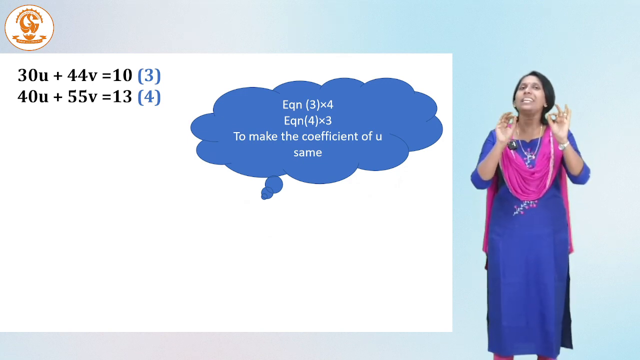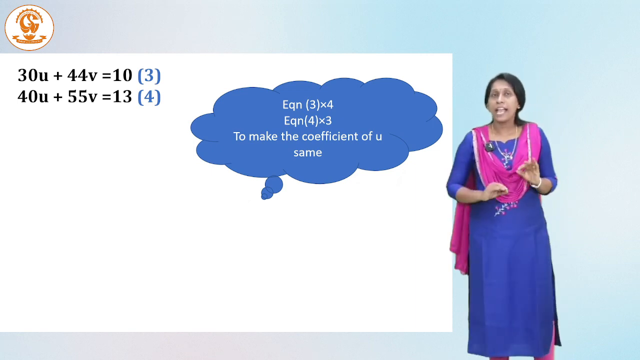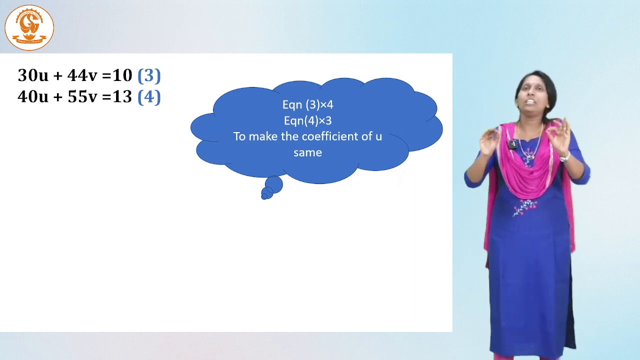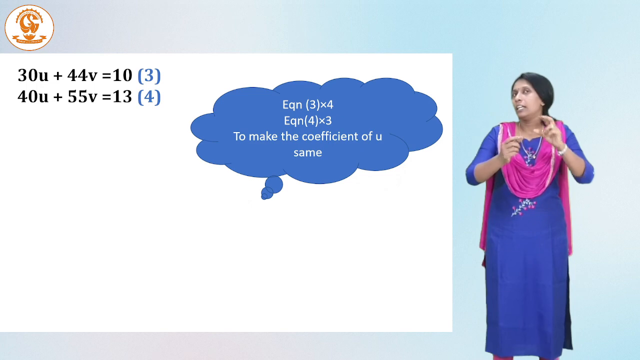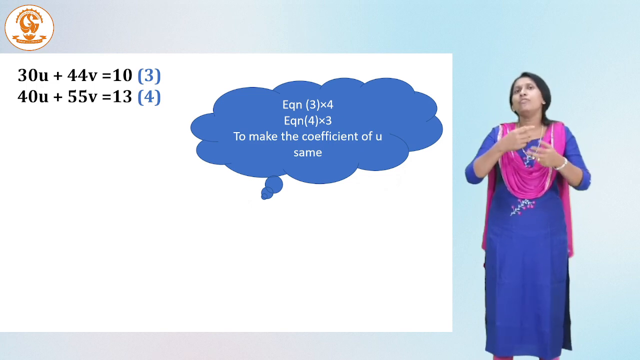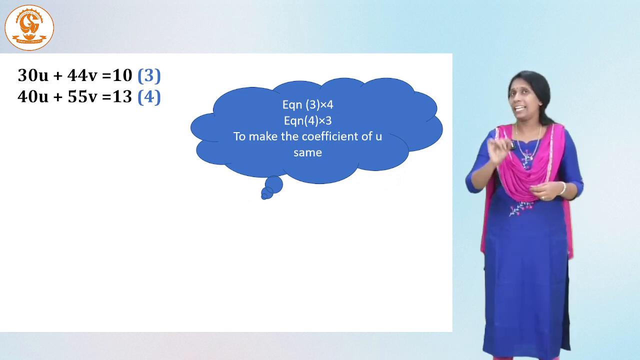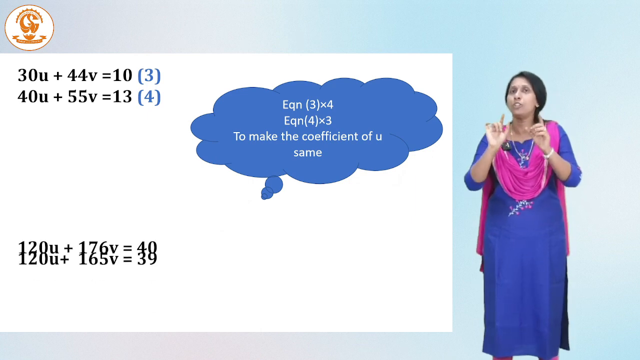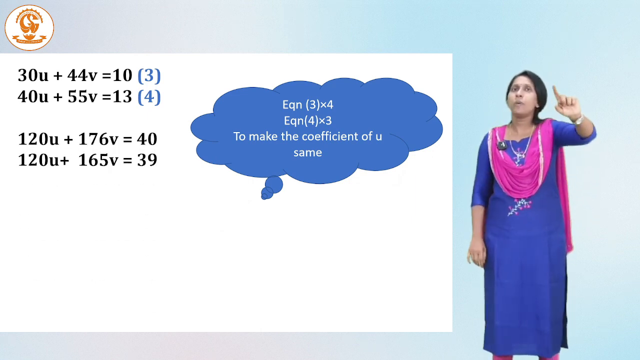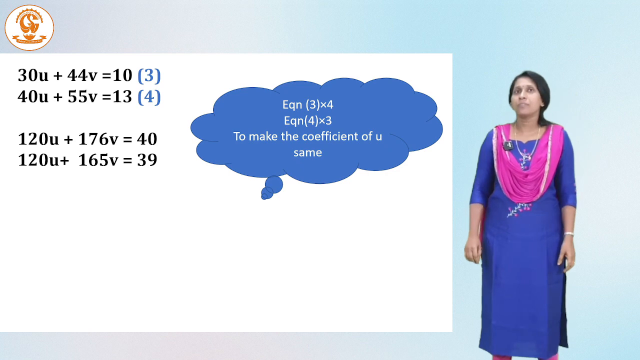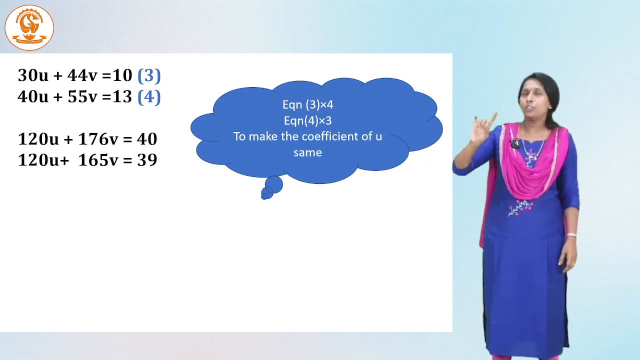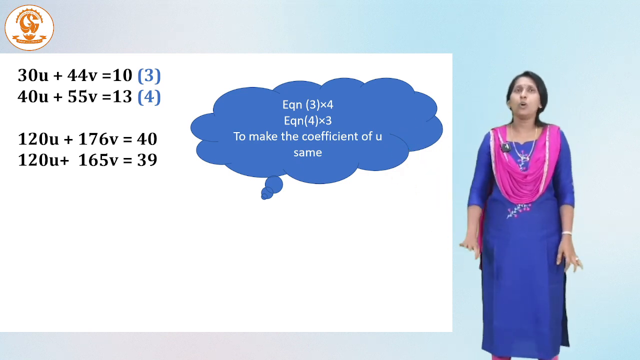Multiply equation number 3 by 4 and equation number 4 by 3. If you do this, the coefficient of u will be the same. Let's see whether it becomes the same when you multiply. When you multiply equation number 3 by the number 4, you need to multiply each and every term. Don't forget to do that.